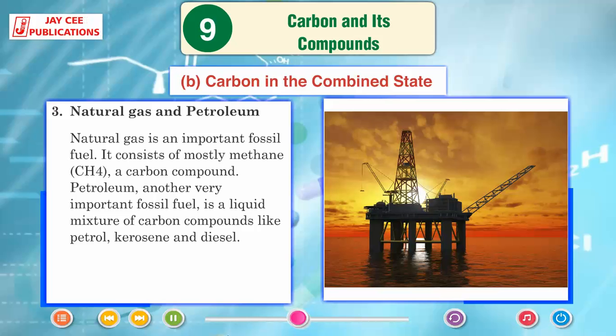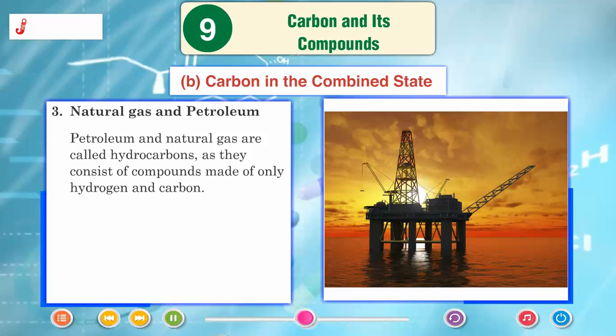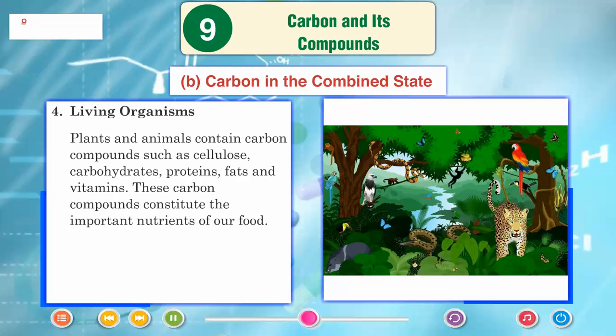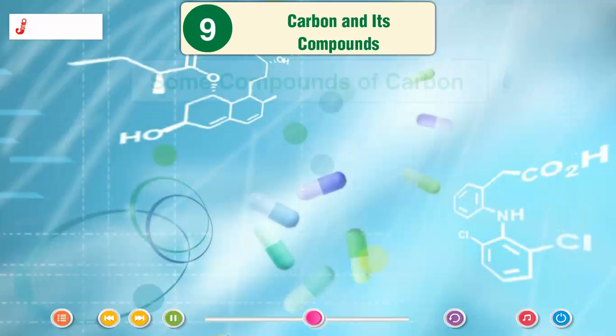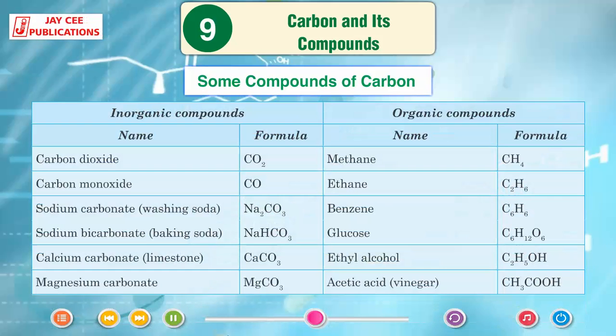Natural gas and petroleum. Natural gas is an important fossil fuel. It consists of mostly methane, CH4, a carbon compound. Petroleum, another very important fossil fuel, is a liquid mixture of carbon compounds like petrol, kerosene and diesel. Petroleum and natural gas are called hydrocarbons as they consist of compounds made of only hydrogen and carbon. Living organisms. Plants and animals contain carbon compounds such as cellulose, carbohydrates, proteins, fats and vitamins. These carbon compounds constitute the important nutrients of our food. Some compounds of carbon.